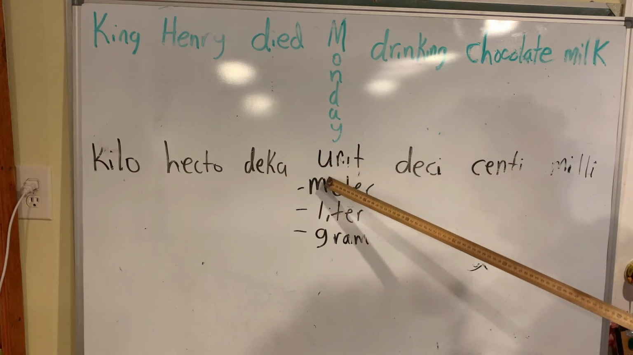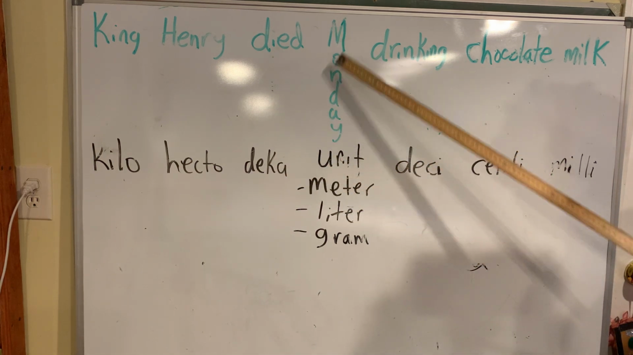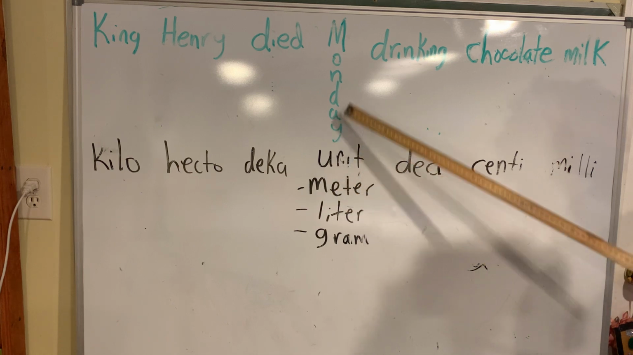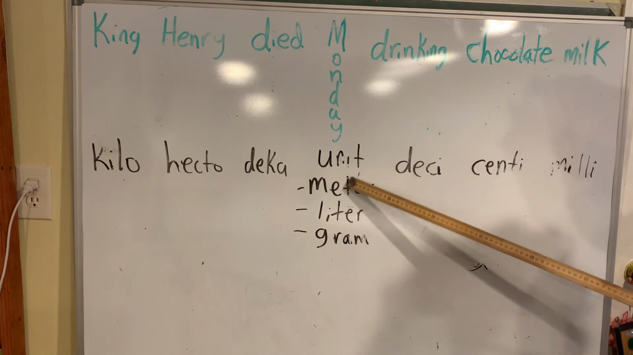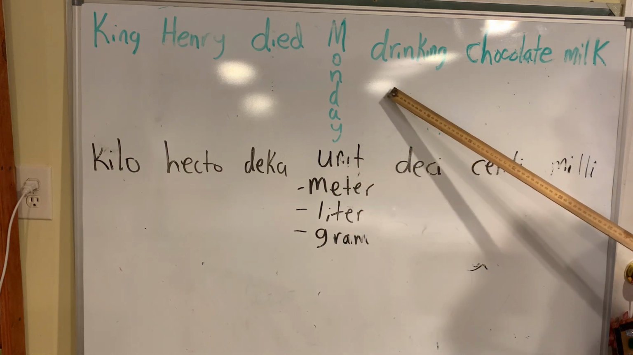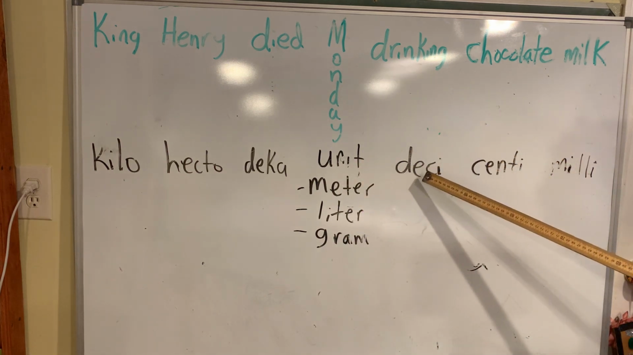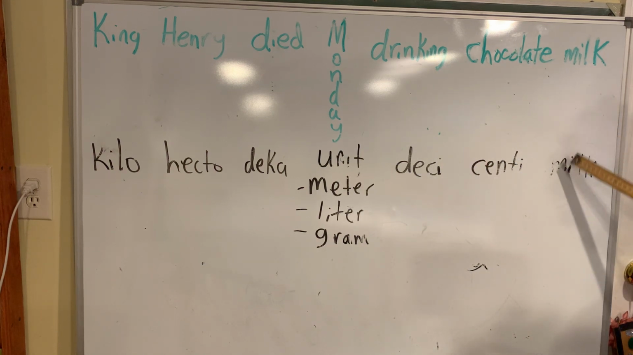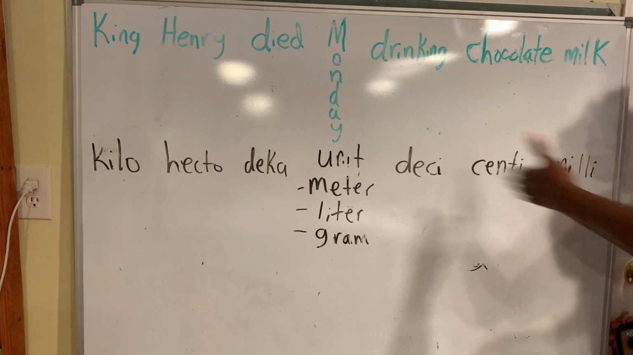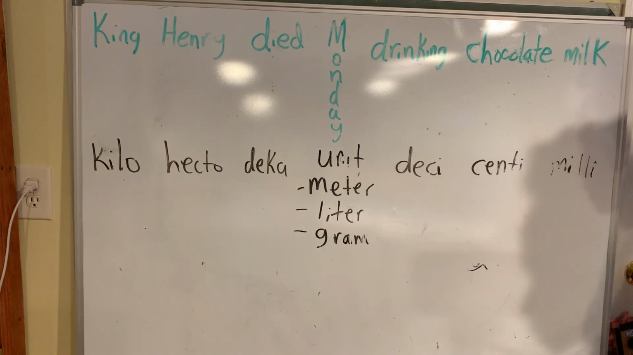Monday is for meter. See the M, meter, and these are the units. So this M could really stand for either liter or gram as well. So this is for the unit. And then D is deci, drinking is deci, chocolate is centi, and milk is milli. Okay, so we use this to help us understand the order of the prefixes.